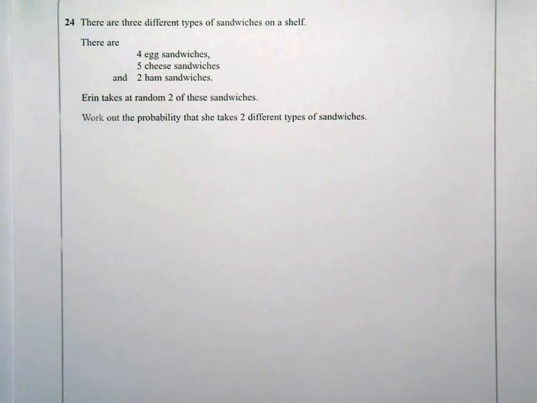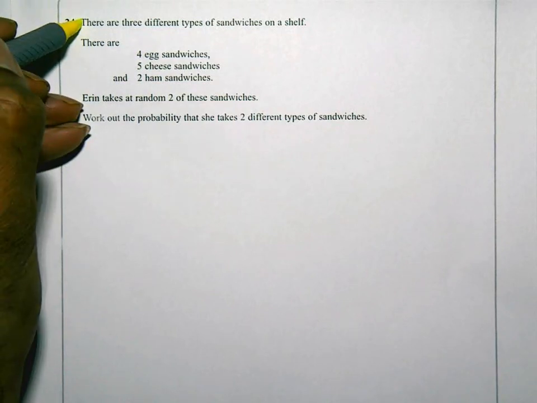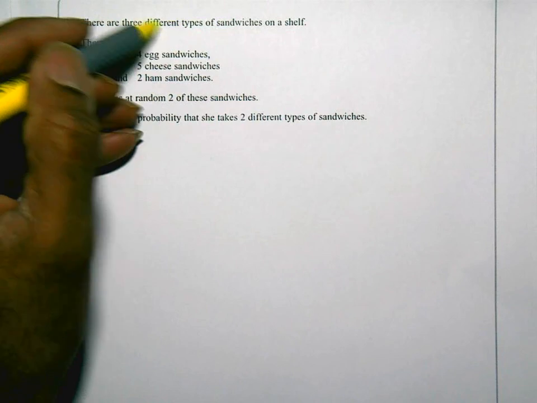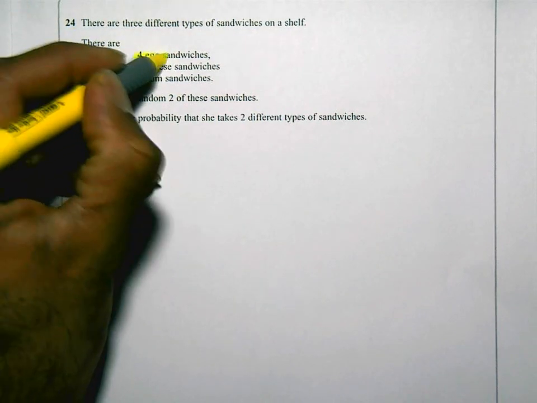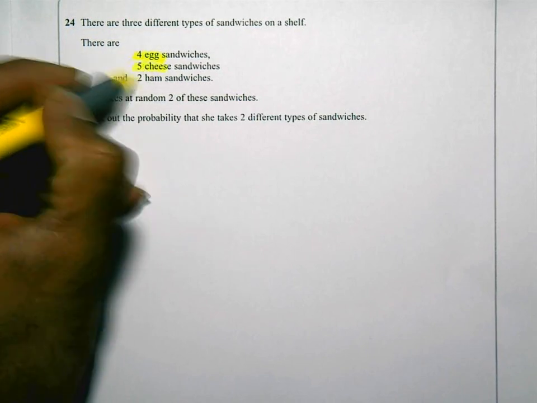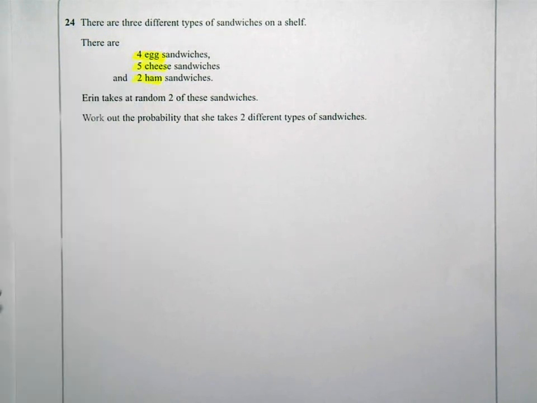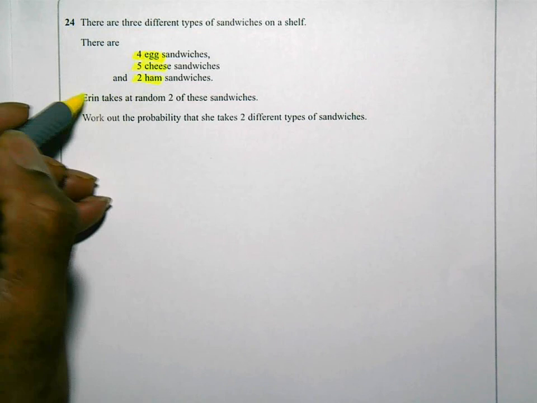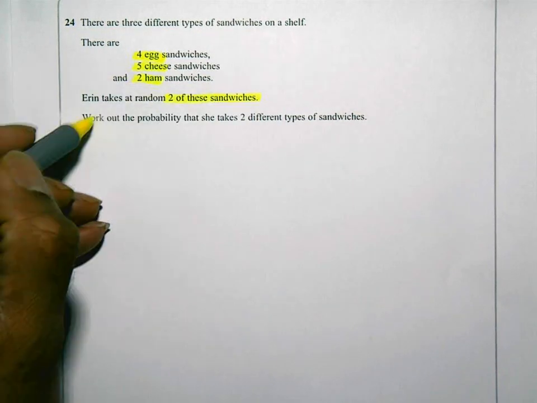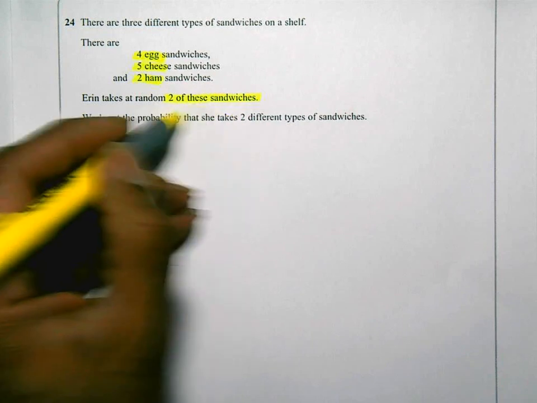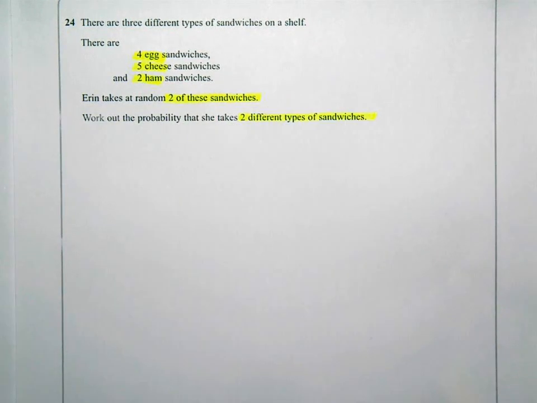Okay, here's question 24 on the higher non-calculator paper. Let's read the question. There are 3 different types of sandwich on a shelf. They are 4 egg sandwiches, 5 cheese sandwiches, and 2 ham sandwiches. Erin takes, at random, 2 of these sandwiches. Work out the probability that she takes 2 different types of sandwiches.